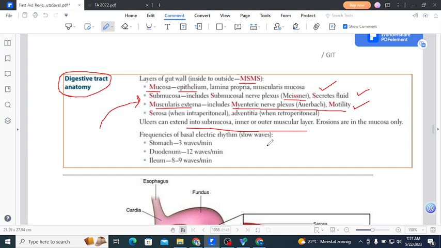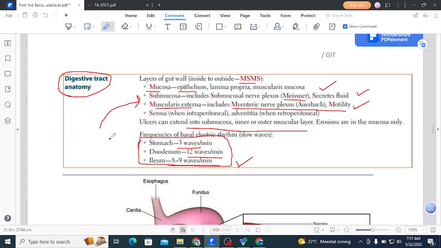Frequencies of the basal electric rhythm. Stomach is 3 waves per minute, duodenum is 12 waves per minute, and ileum is 8 to 9 waves per minute. These are the slow wave potentials which are generated within the stomach. So just like the heart, the stomach also has a pacemaker activity inside itself. Although the vagus nerve supplies the GIT, the peristaltic activity is independent of the vagus nerve.